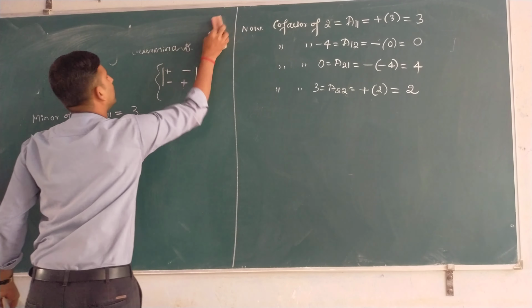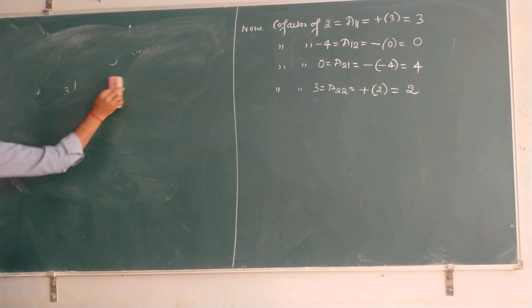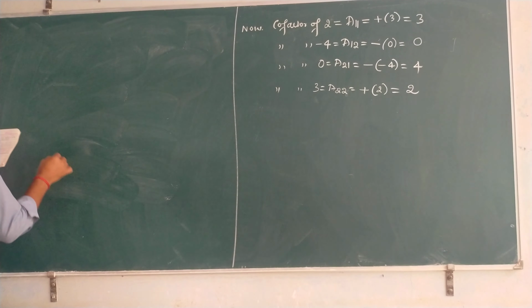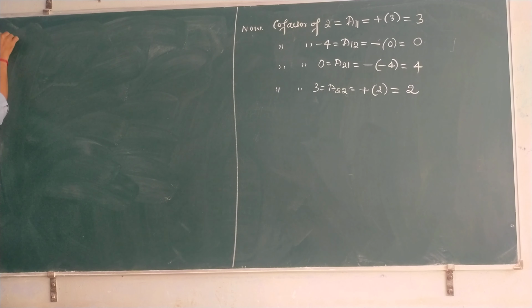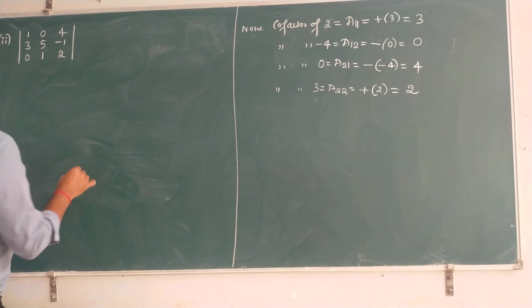After that, I will take one more determinant of order 3 cross 3. I will write a 3 cross 3 determinant, the second one: rows 1, 3, 0; 0, 5, 1; 4, minus 1, 2. Again we have to find the minors and the cofactors of the elements.